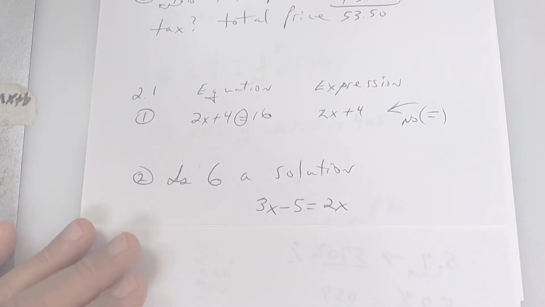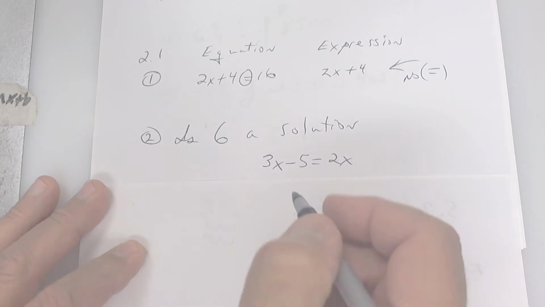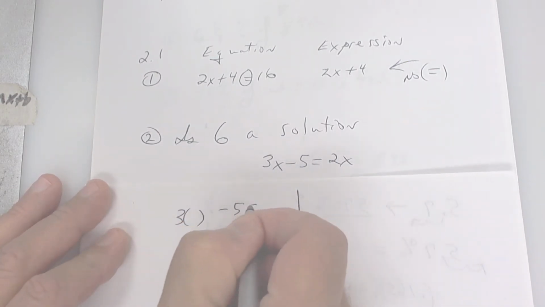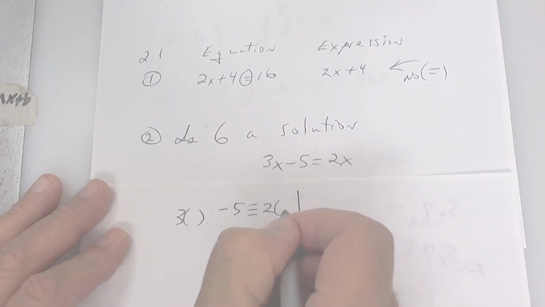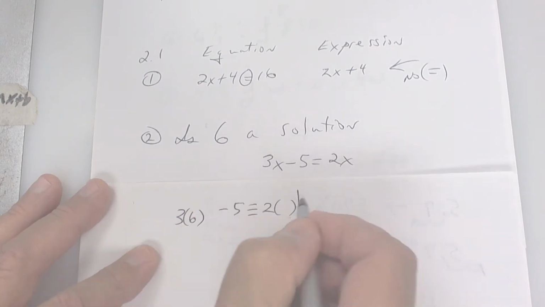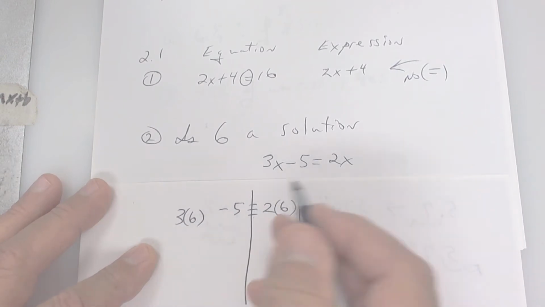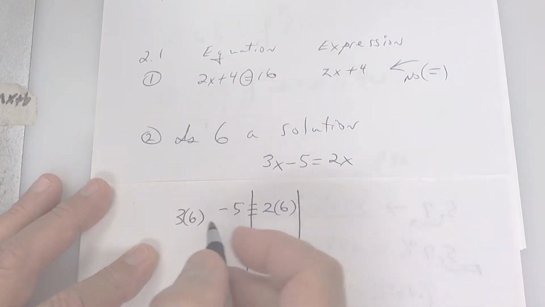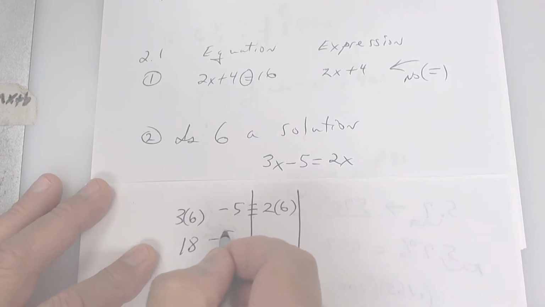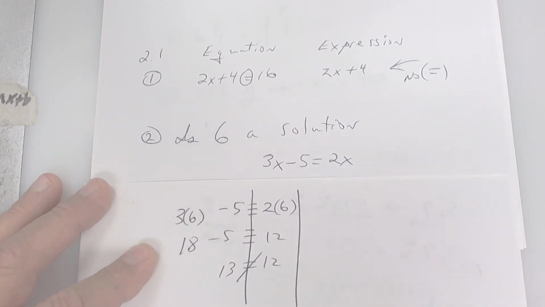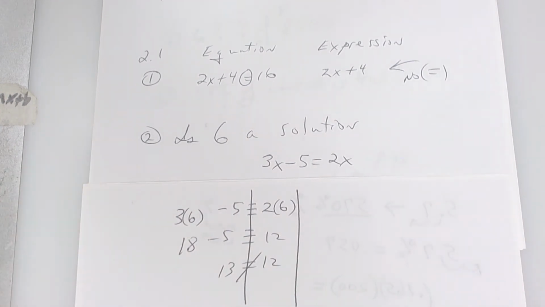Is 6 a solution? Well, there's 2 ways you can do it. Number 1, you can plug it in. Does that equal 2 times 6? Draw your line. I use 3 lines to say we're trying to compare. Okay, that's just what I do. So that's 18 minus 5. Is that equal to 12? That's 13, and 13 is not equal to 12. So 6 is not a solution. That's one way to do it.